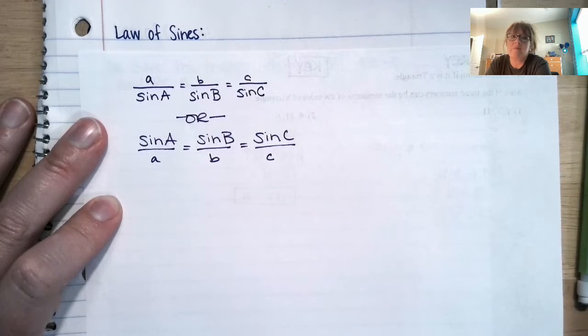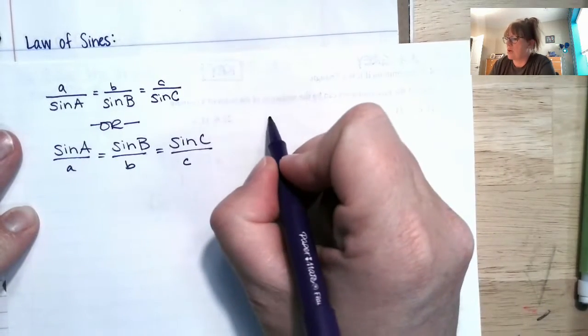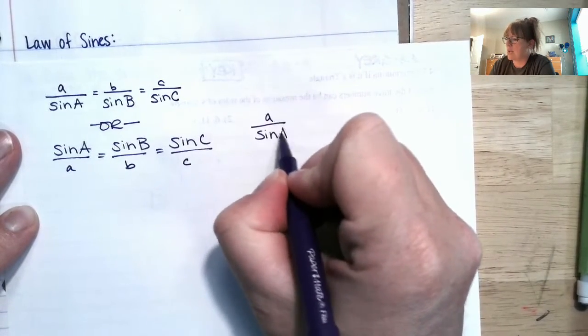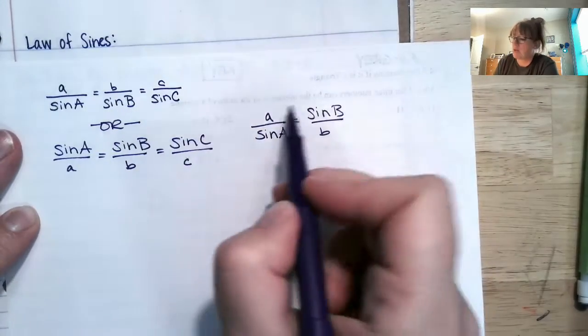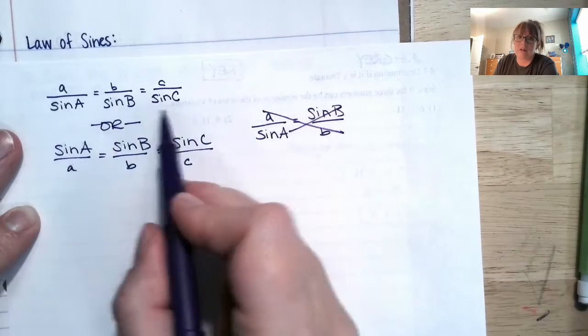The only thing is you can't mix it up. Like you couldn't do a over sine capital A and then sine B over capital B. It doesn't work that way. You have to have sines on top or all sines on bottom.